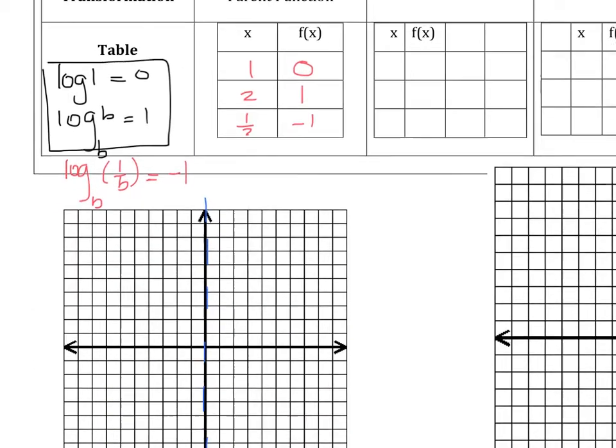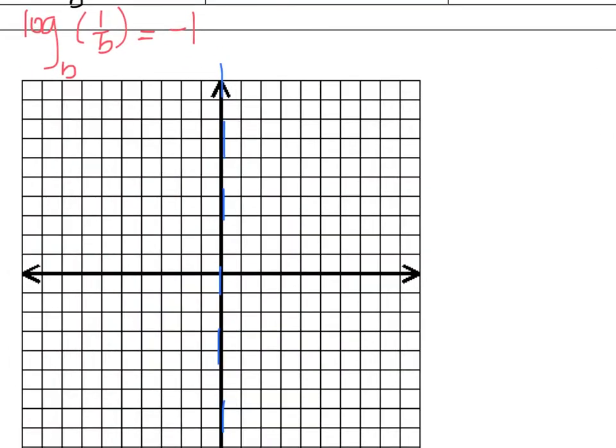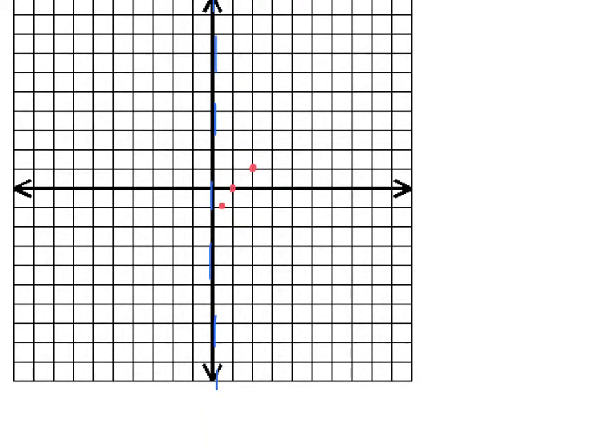So let's go ahead and do that. The first point is (1, 0). The second point is (2, 1). And the third point is (1/2, -1). Now to graph this, I have to remember that it's going to get so close to my vertical asymptote, but not touch it, and go through the 3 points. So that's going to be my logarithmic function.